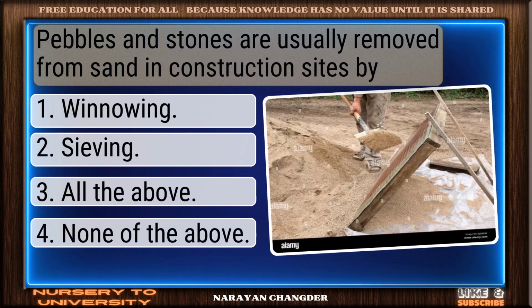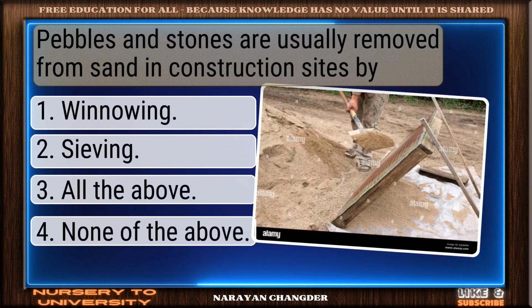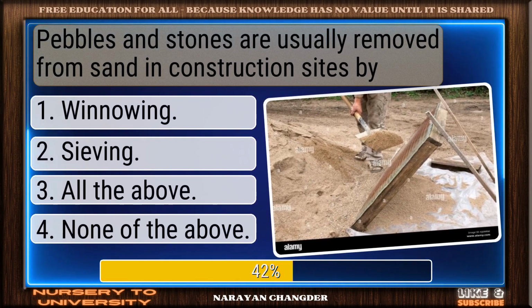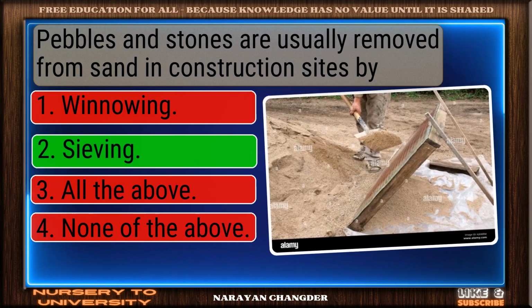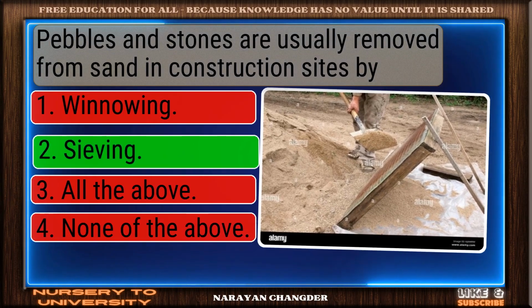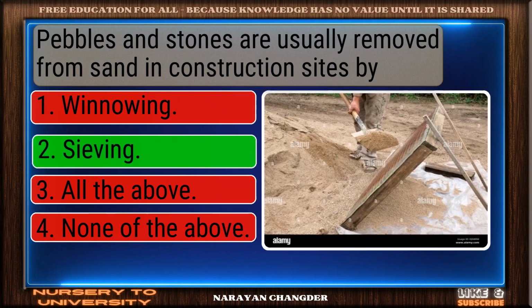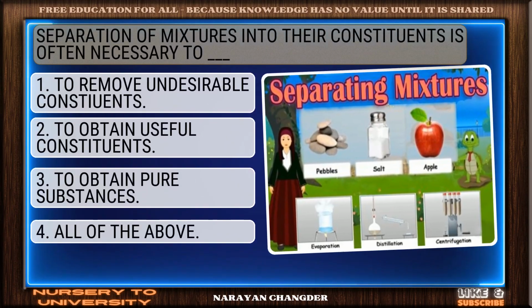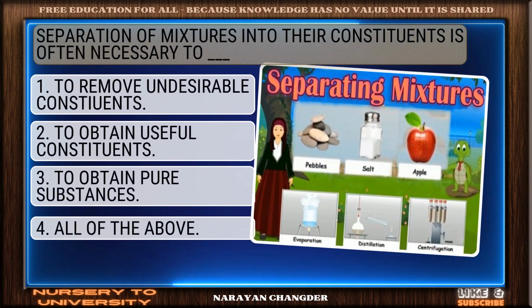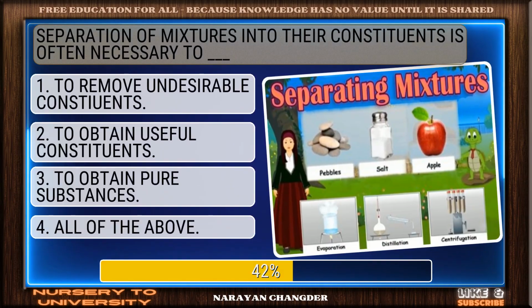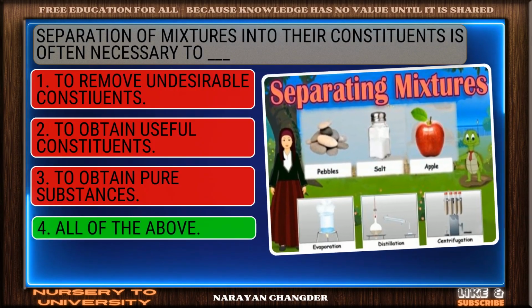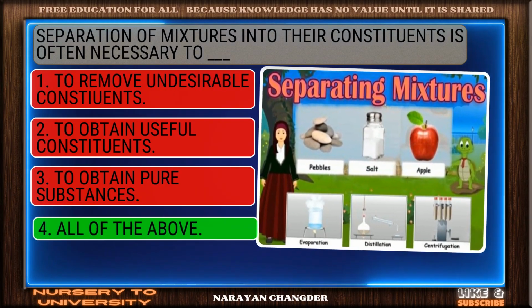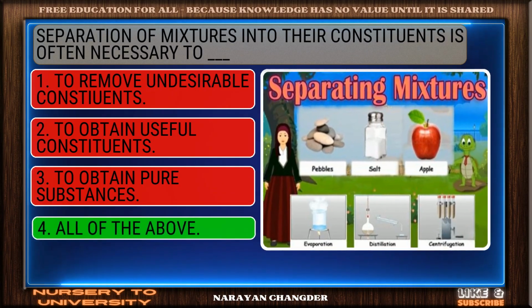Pebbles and stones are usually removed from sand in construction sites by... You're right. Sieving is the correct answer. Separation of mixtures into their constituents is often necessary to dash. Nice work. You chose all of the above and it is correct.